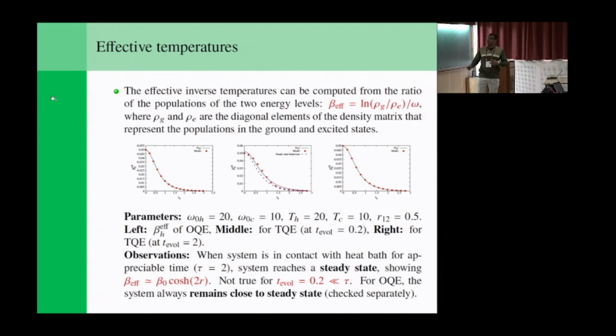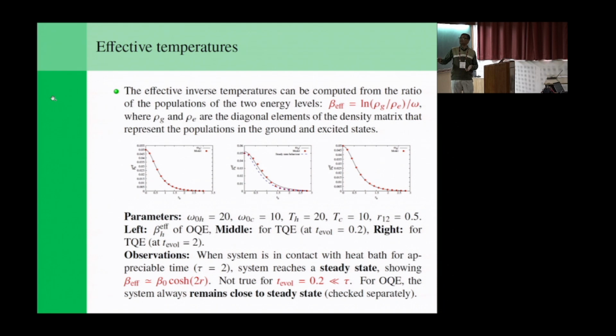On the left hand side we have plotted this beta effective as a function of RH. The system is in contact with the hotter temperature bath, and these red points are the data points, and the black line is the expected form given in Manzano's paper. We have done this for time of evolution both 0.2 and 2, and we find that it always agrees very well with the expected line, whereas in the 2 qubit system, for a short time of contact with the bath, there is a deviation.